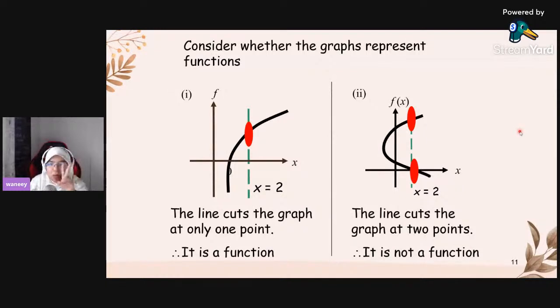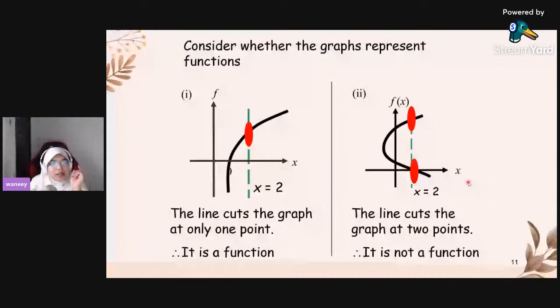So make sure whenever you have your graph, vertical line test them first. Are they a function or not? Oh, kalau ABC seronok sikit lah kita bagi kan. Ada function, bagi-bagi graph sikit, nanti tak ingat function tu apa. So you must remember to check whether this is a function or not. You must make sure the line cuts at only one point. Okay.